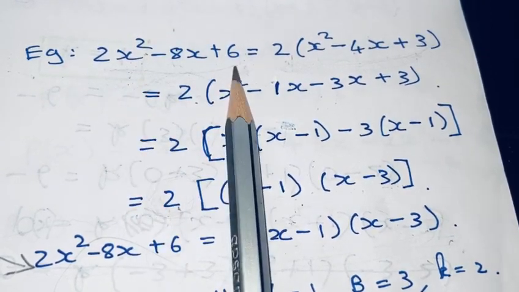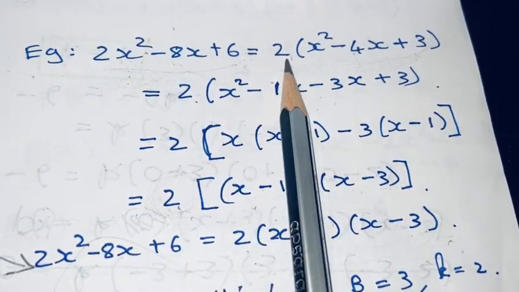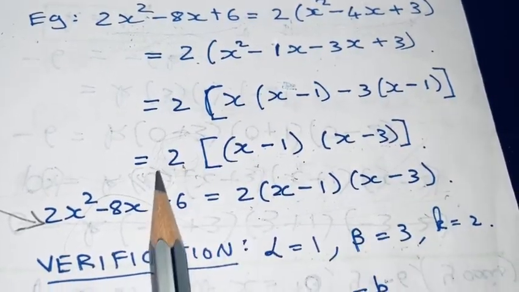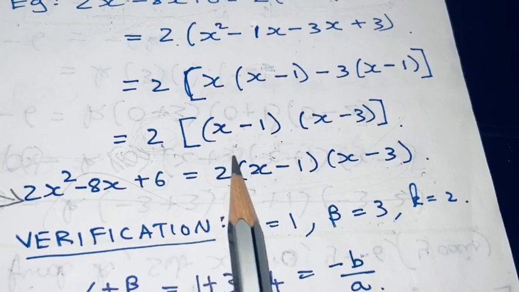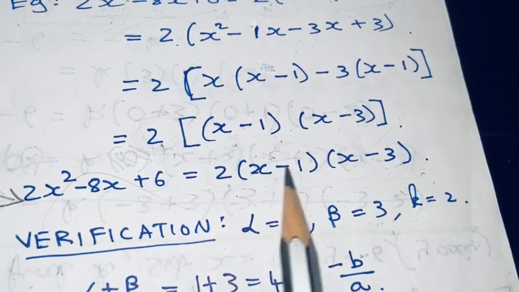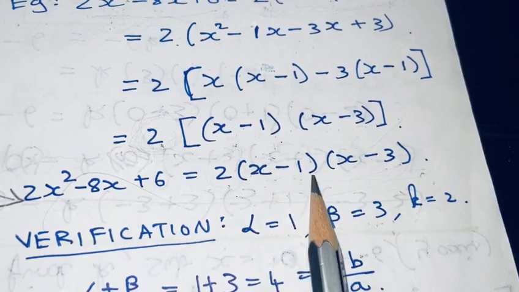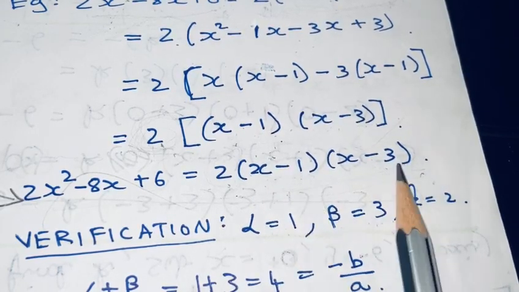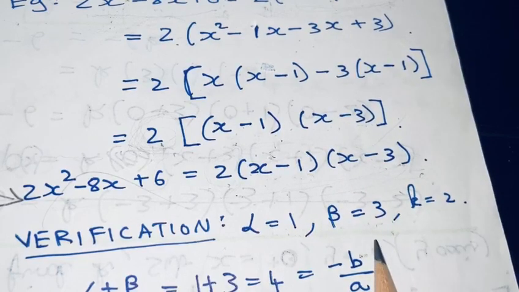So this is the quadratic polynomial. We are going to take 2 as the common factor, and on solving we get this particular form. And here I said k can have any value, like real numbers. Here it is going to be 2, and we get the factors as x minus 1 and x minus 3. Now alpha is 1 and beta is 3.